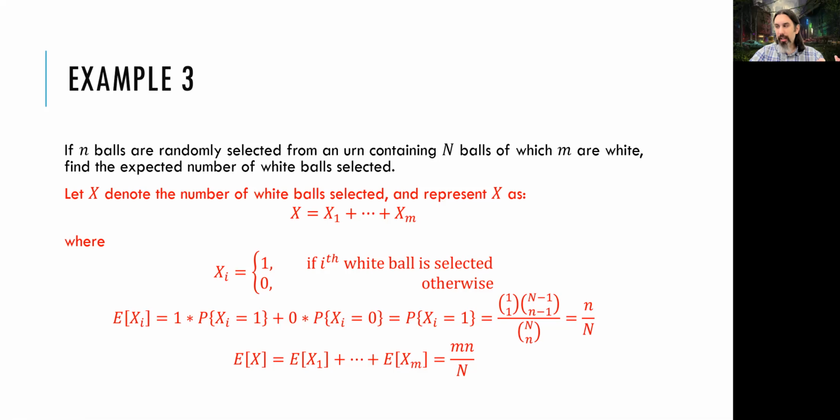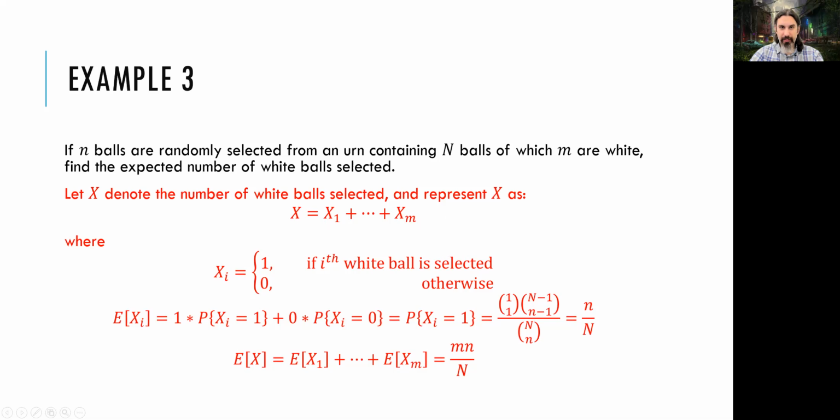For every one of them, we have a total of m xis. So the expectation of x is going to be the sum of all these expectations, and all these expectations have a value of n over capital N. So we have m times n over capital N. This is the first method.